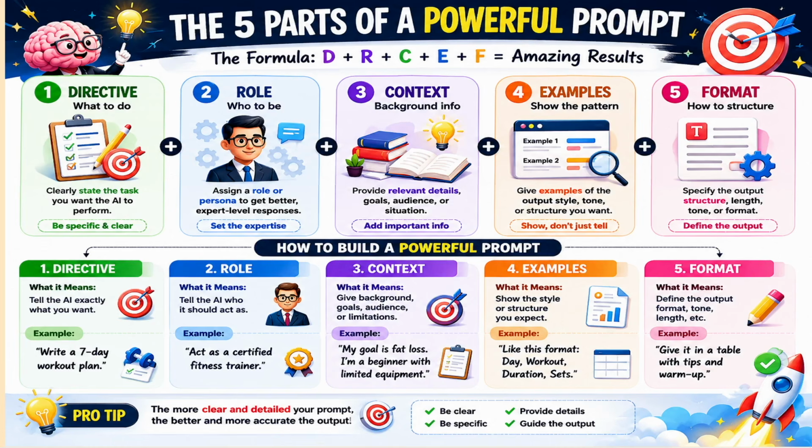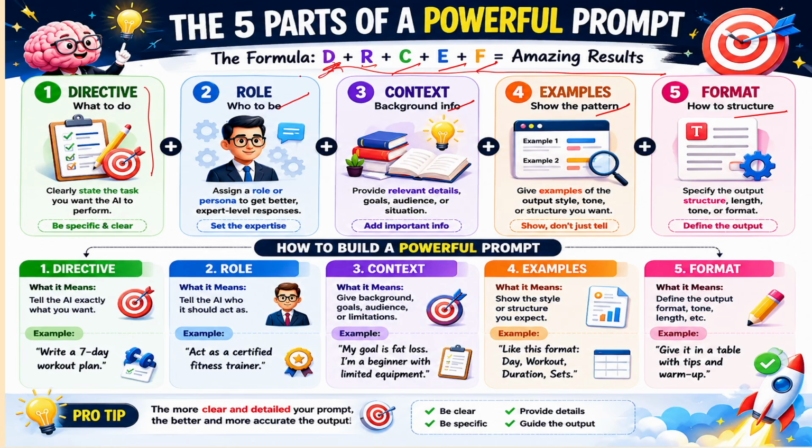Now, to talk about what prompt engineering is all about, we will start with the basic 5 components of a prompt, and the formula that you can see is very simple: D plus R plus C plus E plus F is amazing results. D stands for directive, R stands for role, C stands for context, E stands for example, F stands for format. In this session, we will be going through each of these components in detail.